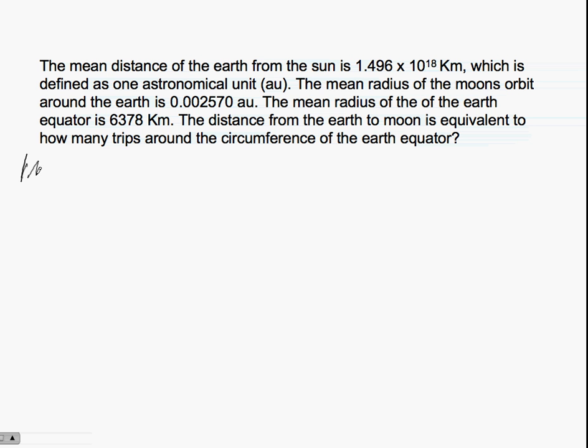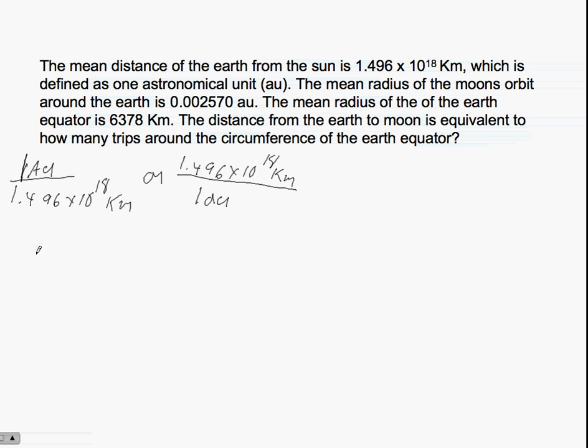So 1 astronomical unit is defined as 1.496 times 10 to the 8th kilometers. And the other way of writing this is 1.496 times 10 to the 8th kilometers is defined as 1 astronomical unit, AU. All right, so that's the first thing we need to do.